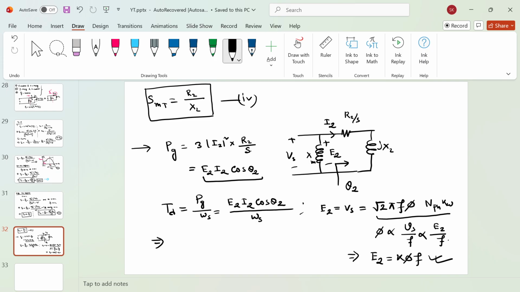So you can write TD is equal to K phi F I2 cos theta 2 by omega s. K is constant and omega is also constant. You can write K by omega as another constant, but we will see what can be done. These equations are important to comment on the rotor current, and what will happen in the rotor currents and all.